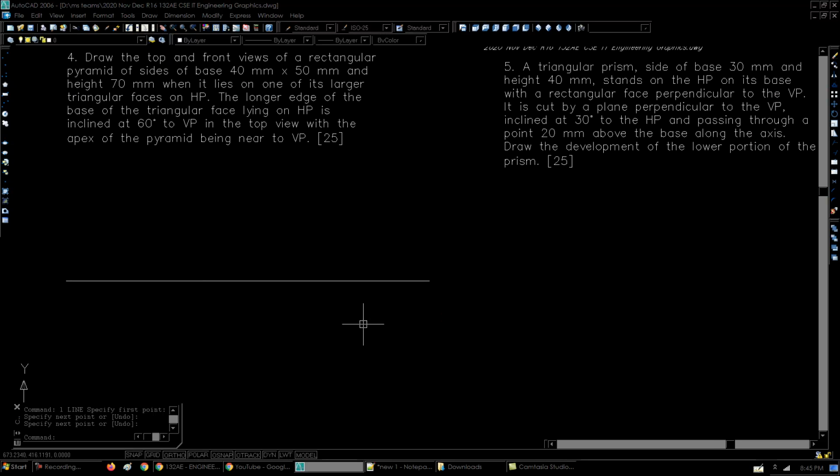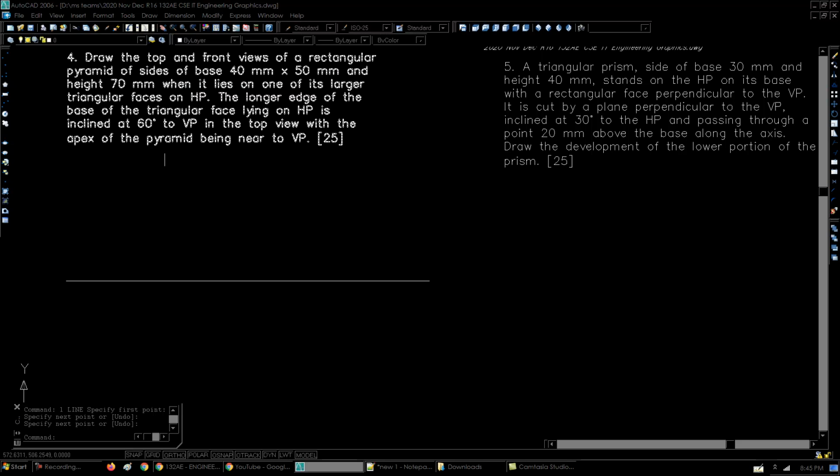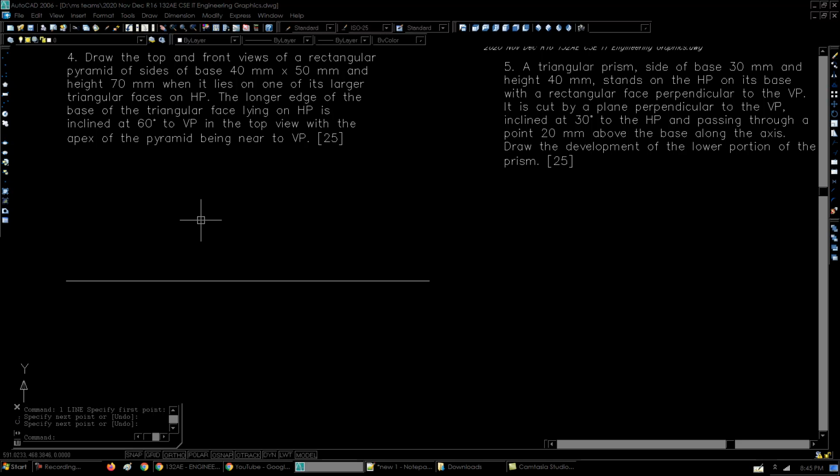Now we have to start with the top view. The top view has to appear in such a way that the longer edge of the triangle is resting on HP. So for that to happen, we'll have to take the longer edge vertical.